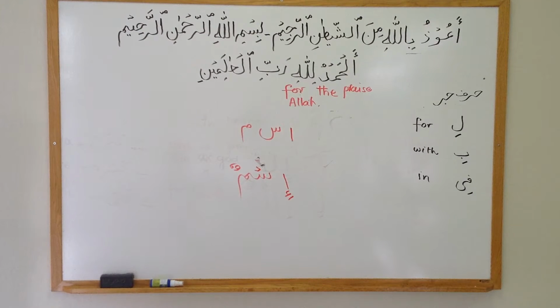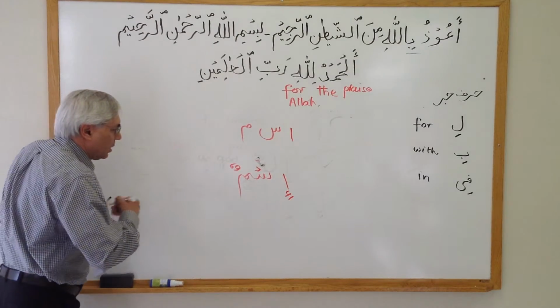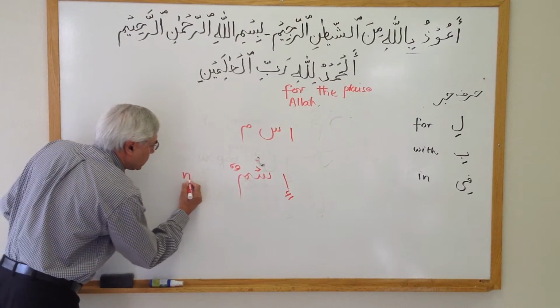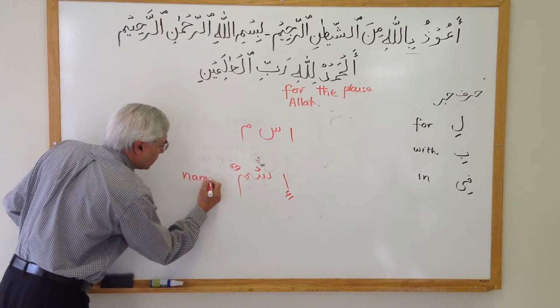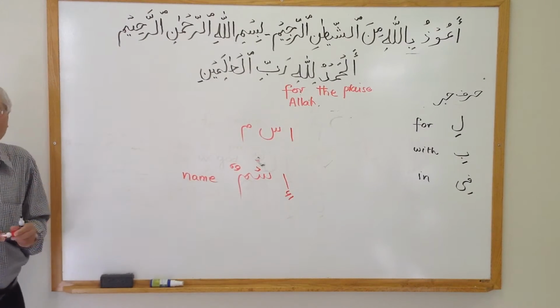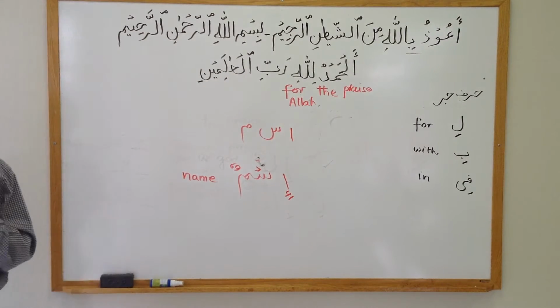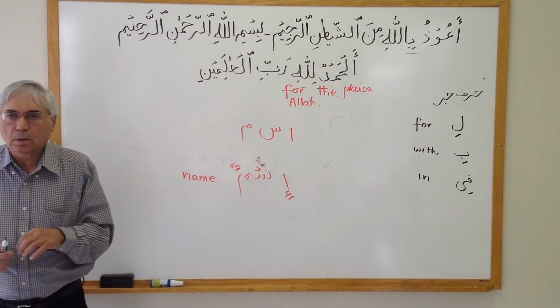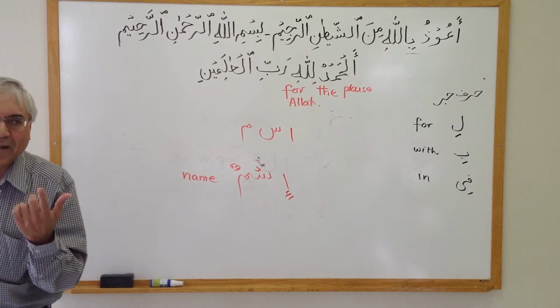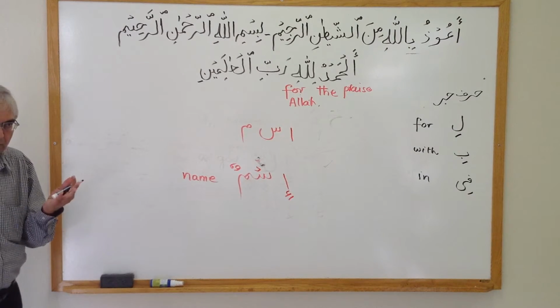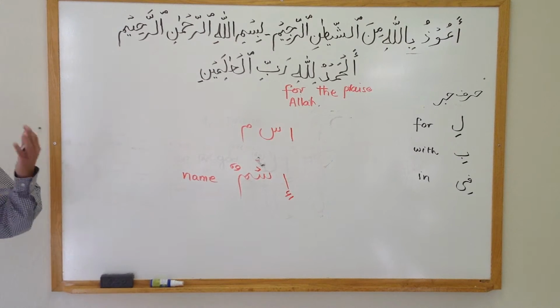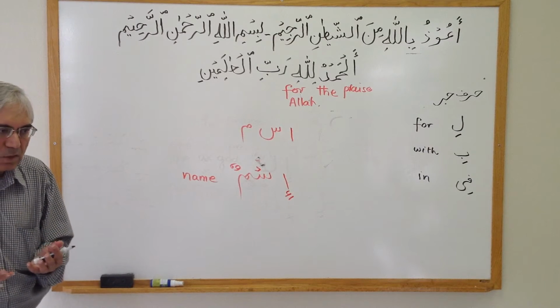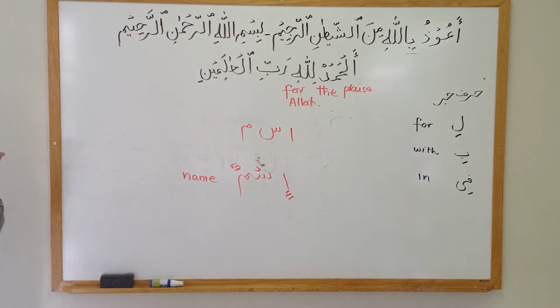Ismun. Ismun is a word, is a noun, and its meaning is name. Ismun is the correct word. Ismun is the full Arabic word. Ismun means name or a name. It could be your name, my name, anybody's name. Ismun means a name. Okay? So that is the meaning of Ismun.